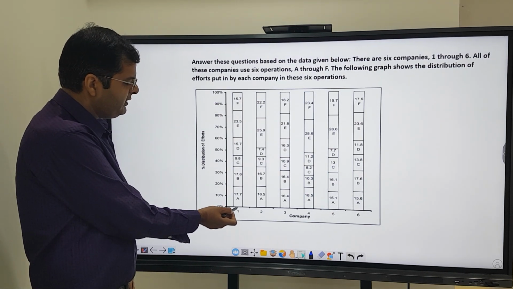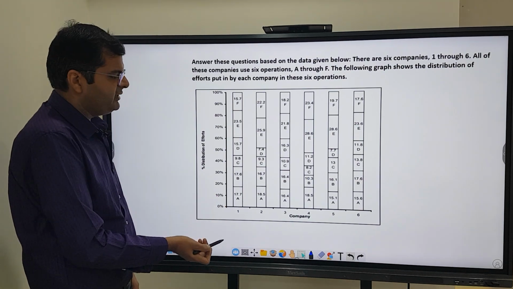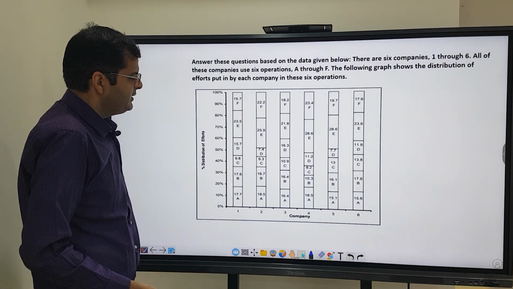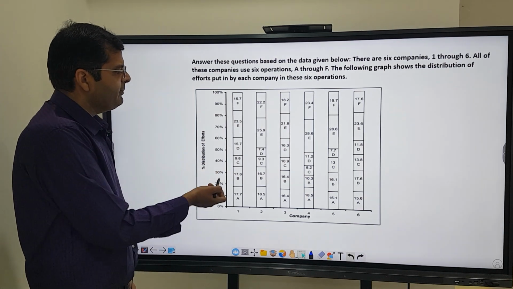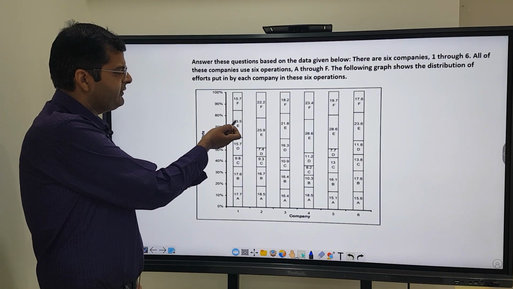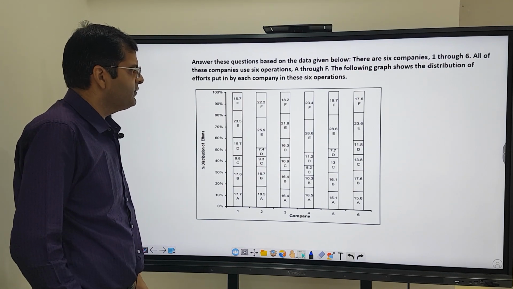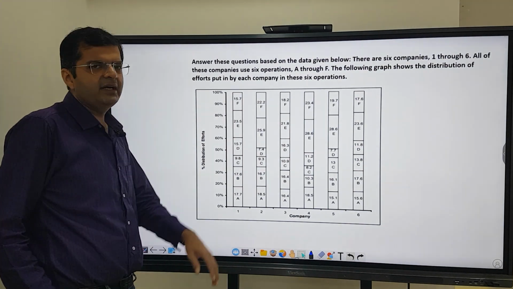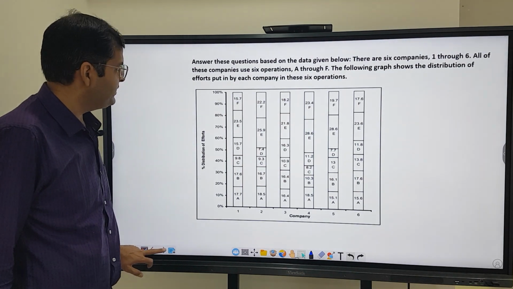So for company 1, operation A uses 17.7% of the effort. Operation B, there is 17.6% of the effort. C is 9.8% of the effort, D is 15.7% of the effort, E 23.5% of the effort, and F 15.7% of the effort. So that is how the data is presented. Now we look at the questions based on this data.